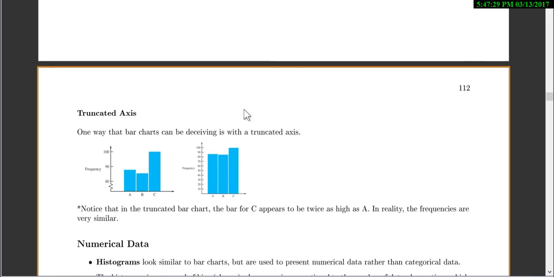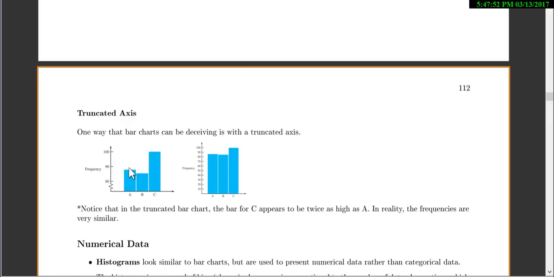And just as a note, one of the ways that bar charts could be deceiving is if you truncate the axis or use a shorter axis. So notice here you have these A's, B's, and C's, and C looks like it's about twice as tall as A, right? So I think that twice as many people were in group C. But look at the actual frequencies or percentages. C is at 100 people, but A is still at 87 people.